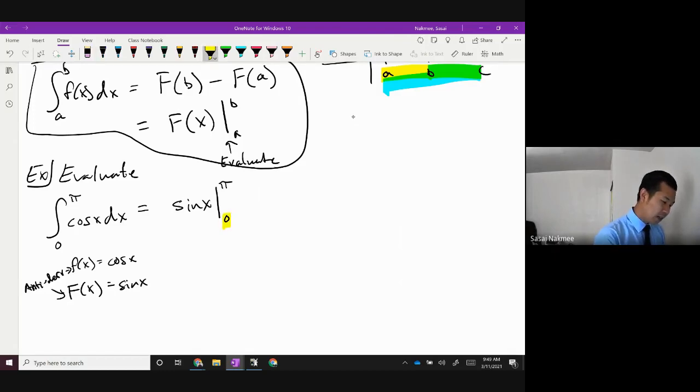This 0 right here is like our A. That's going to get plugged into here. And this pi right here is like our B, which is going to get plugged into here. So this thing right here is equal to, you ready? Sine of pi minus sine of 0. That's all it is. Pi goes there, 0 goes there. And then we just evaluate these guys.